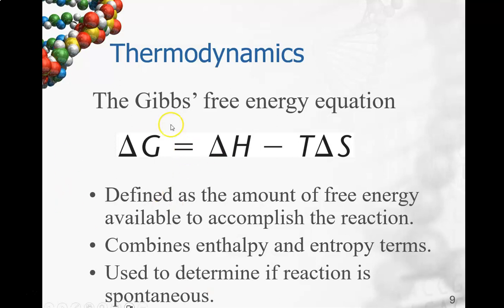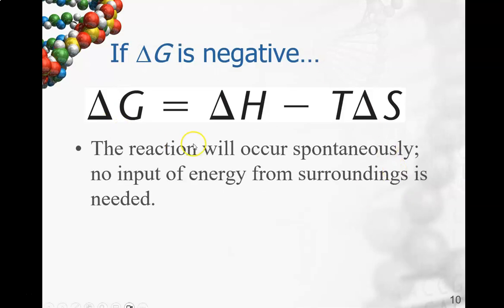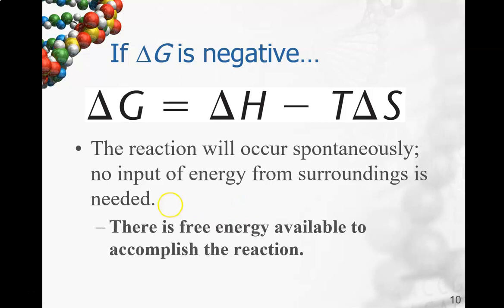And we can use the value of delta G to figure out if the reaction is spontaneous. So the reaction is spontaneous if the delta G is negative. If the delta G is negative, that means the reaction will occur spontaneously and no input of energy from the surroundings is needed. Another way of saying that is there's free energy available to accomplish the reaction. And the term that we use here is exergonic. So a reaction with a negative delta G is exergonic.